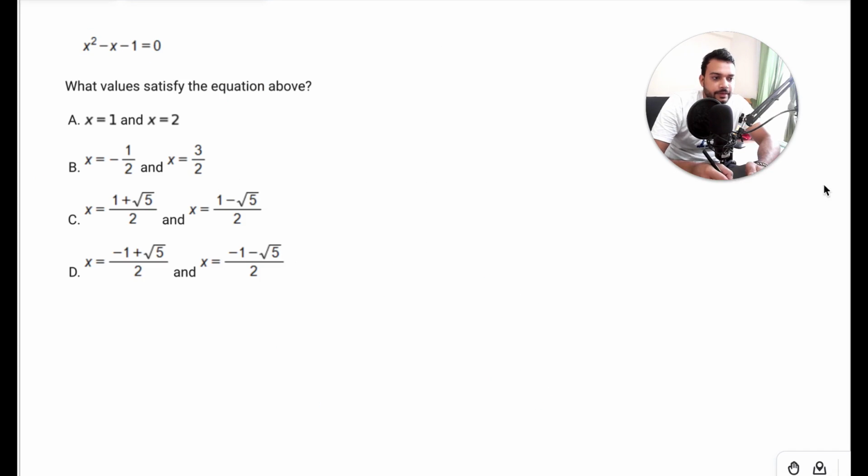Okay. x squared minus x minus 1 is equal to 0. What values satisfy the equation above?